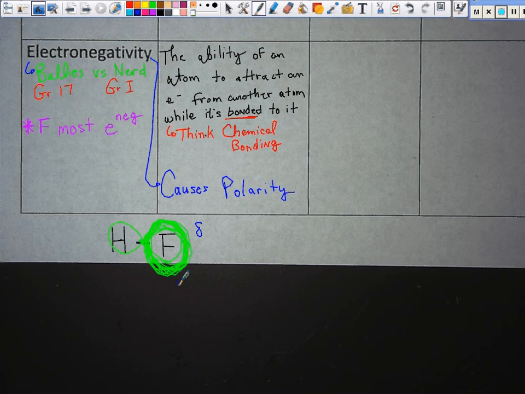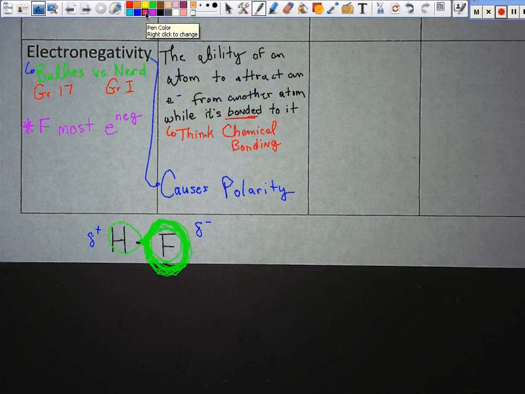Now, why is it slightly and not fully? Because it's still sharing. That's exactly right. So it doesn't own it 100%. It's still kind of sharing it back and forth. Well, if fluorine is slightly negative, what does that make hydrogen? Positive. Very good. Now, there's two types of these names. There's polar and there's non-polar. Have poles been created? So what is this? This is polar. Very good. So anytime you have an unequal sharing like this, you have something that is polar.